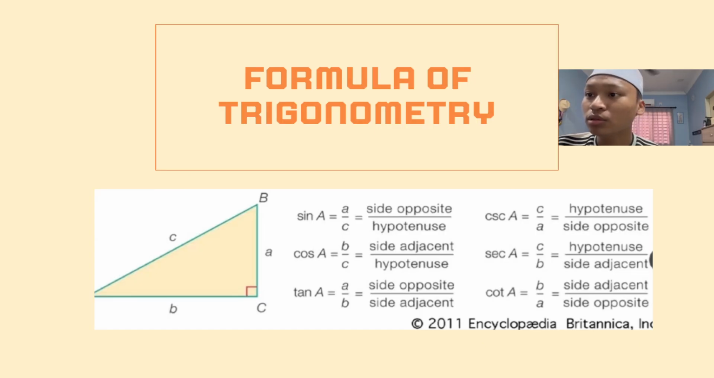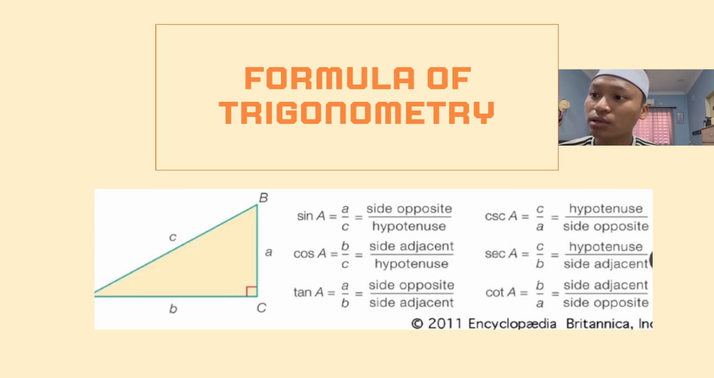The formula of trigonometry. As you can see, the formula for sin A equals a over c, equals side opposite over hypotenuse. Second, csc A equals c over a, equals hypotenuse over side opposite. Cos A equals b over c, equals side adjacent over hypotenuse.